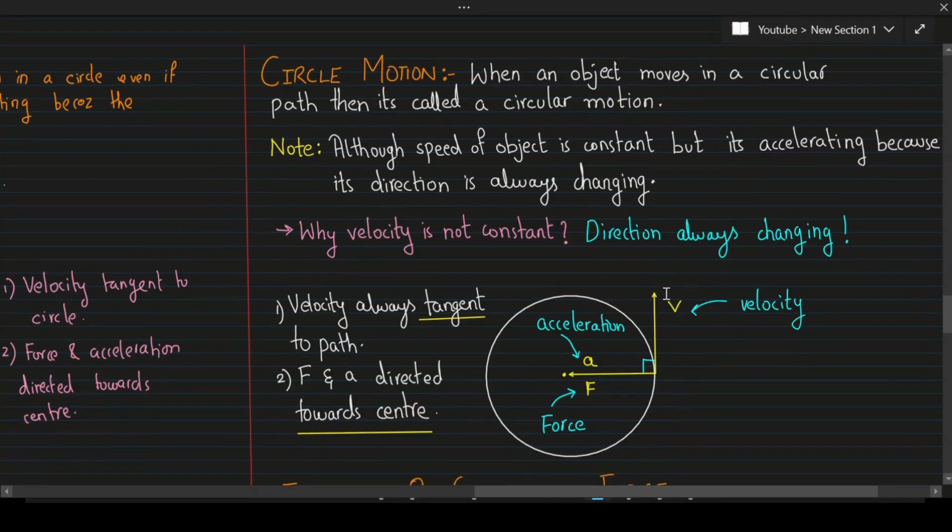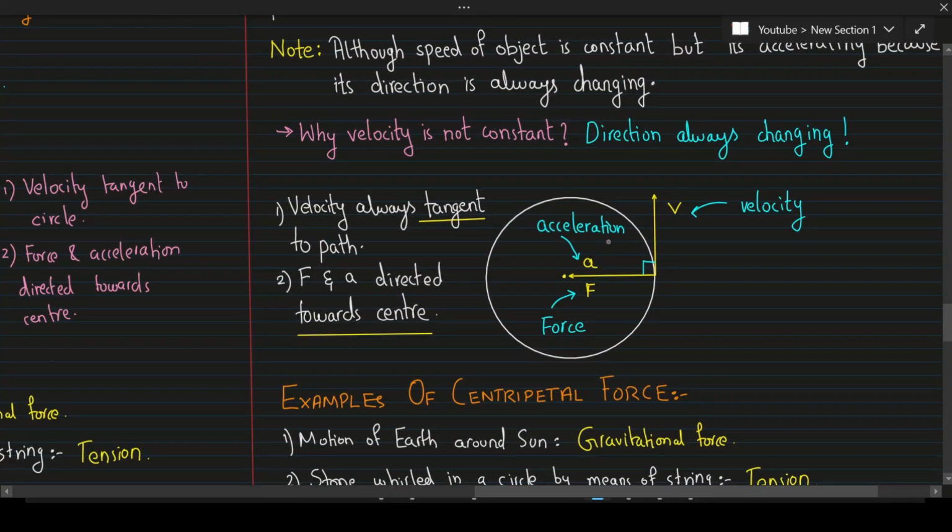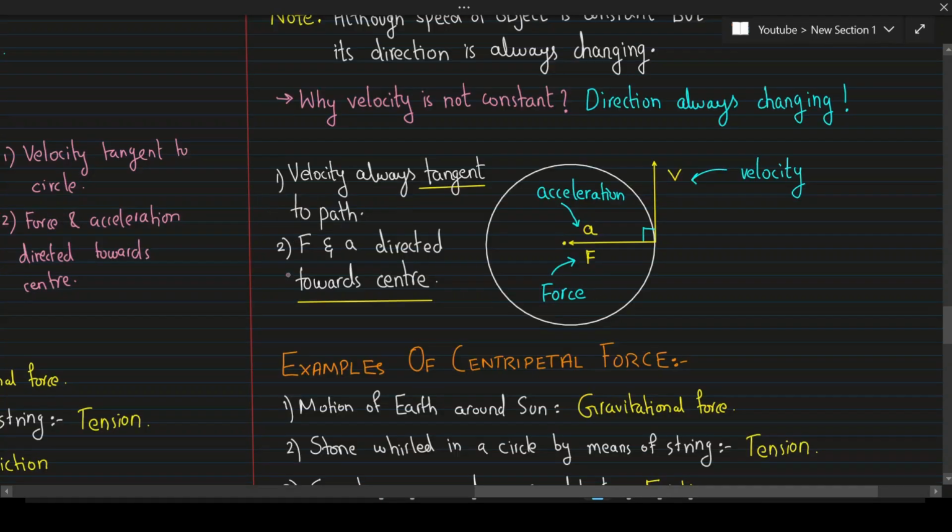Now, what are the directions of the different quantities in circular motion? If an object is placed here and it is moving along this path, this is the velocity. Velocity is always tangential. Force and acceleration are always directed towards the center of the path. I have written these two things; you can read them here. You need to remember the directions of these three quantities.